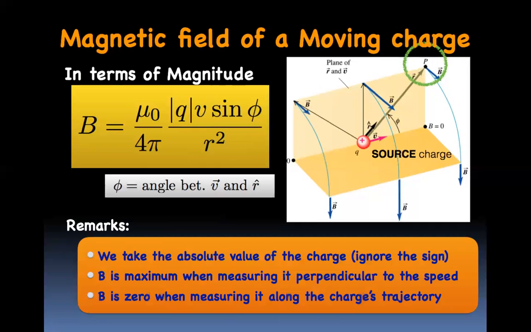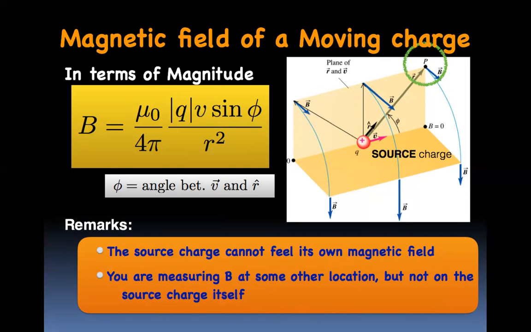Remarks. We take the absolute value of the charge, that is, we ignore the sign if we are to get the magnitude. B is maximum when measuring it perpendicular to the velocity. B is zero when measuring it along the charge's trajectory. The source charge cannot feel its own magnetic field. We are measuring B, or magnetic field, at some other location but not on the source charge itself.